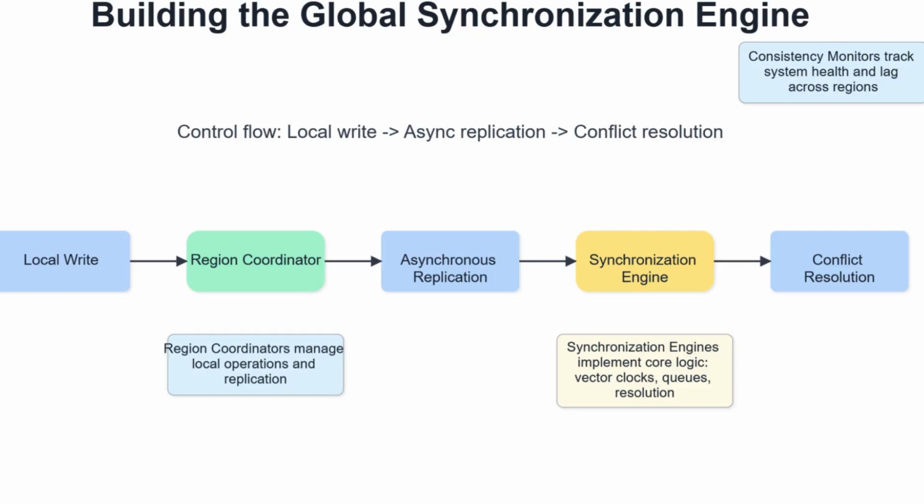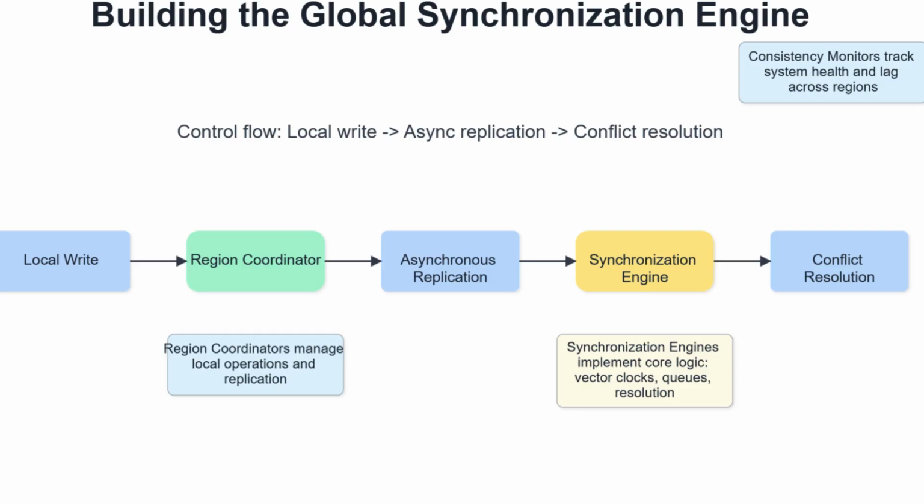Then there's the synchronization engine, the brain of our system, which implements core logic: vector clocks, queues, and resolution. This component is responsible for generating and comparing vector clocks, managing asynchronous replication queues for outgoing data, and executing the conflict resolution algorithms we discussed. To keep an eye on everything, we have consistency monitors, which track system health and lag across regions. These monitors are crucial for observing replication delays, the rate of conflicts, and the progress of recovery after a network partition.